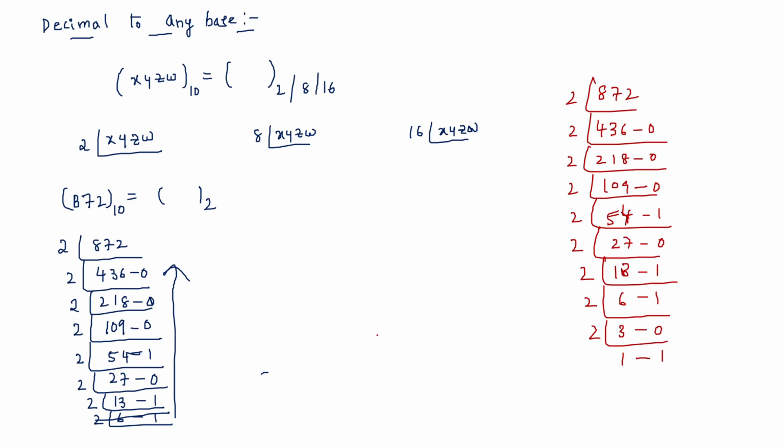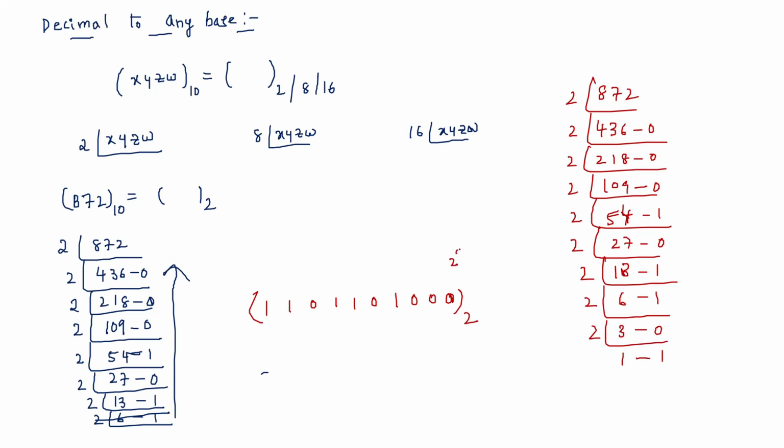Okay, so now what is the value we got? 1 1 0 1 1 0 1 0 0 0. So here we missed that because we wrote it on the next page. That's why we missed that. So this is the binary.